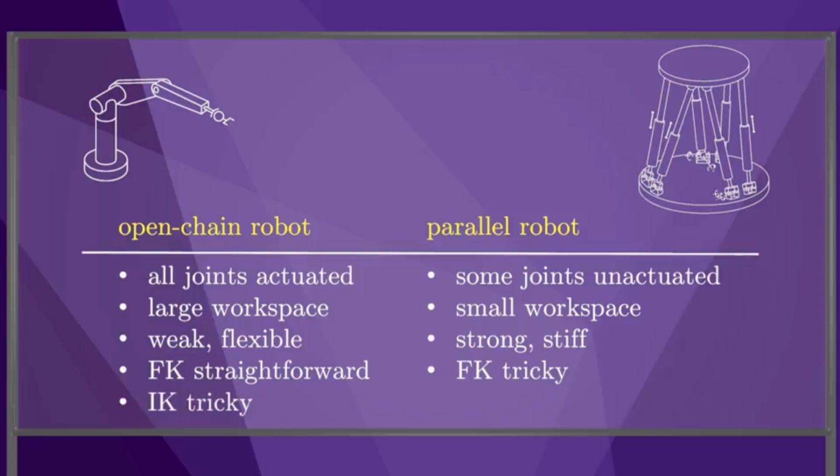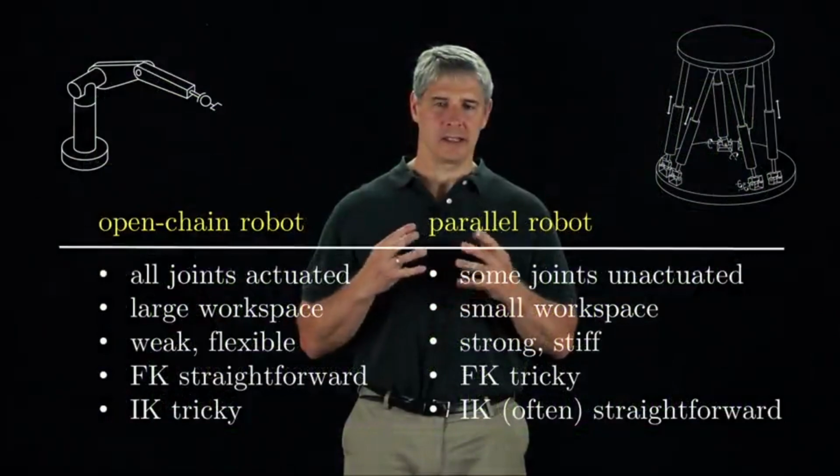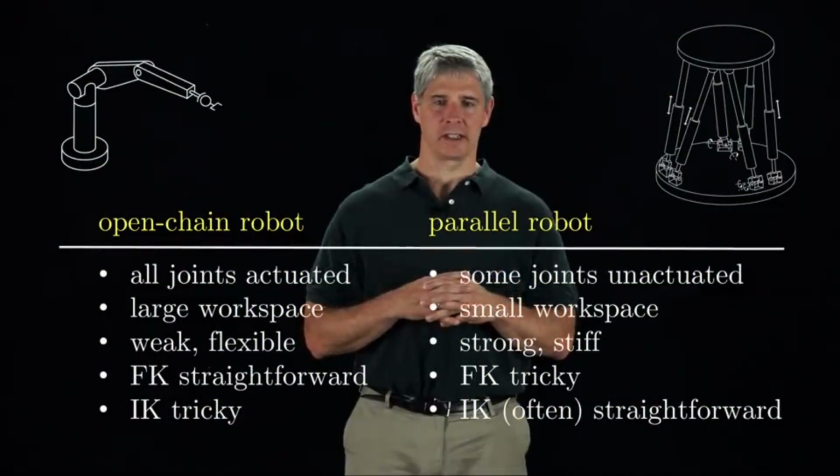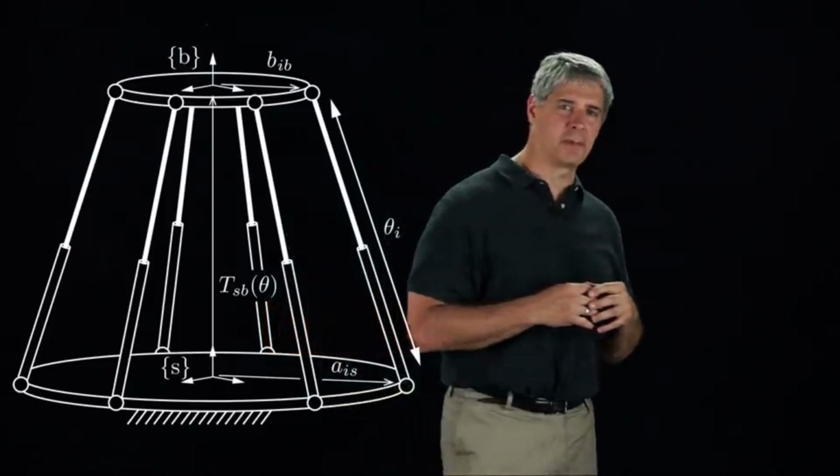Finally, as we saw in Chapter 6, solving the inverse kinematics for an open chain robot can be tricky. There may be multiple solutions, and numerical methods may be required to find them. The inverse kinematics of a parallel robot is sometimes straightforward, as we will see. To solidify our understanding of these characteristics, let's use the Stewart platform as an example.